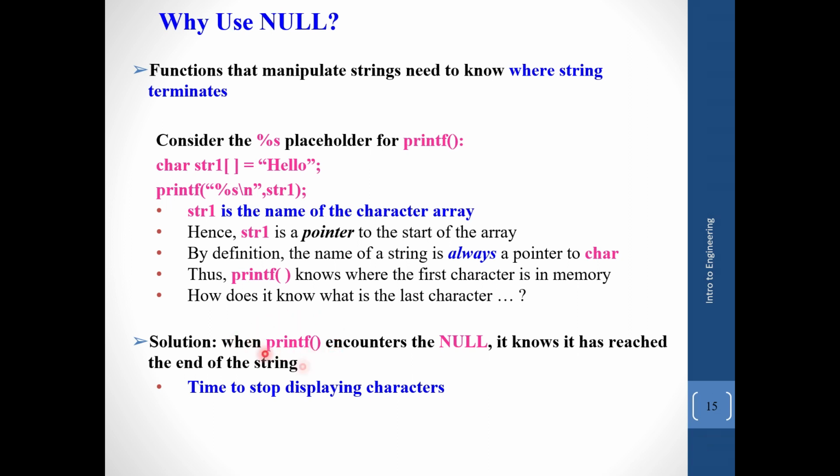So as soon as I take my printf and I use %s to print this string, it's going to go from that starting point in memory and keep going. As soon as it gets to the null, it knows it's reached the end and it stops displaying characters. It sees that null and it says, okay, it's done. No need to display anything else.